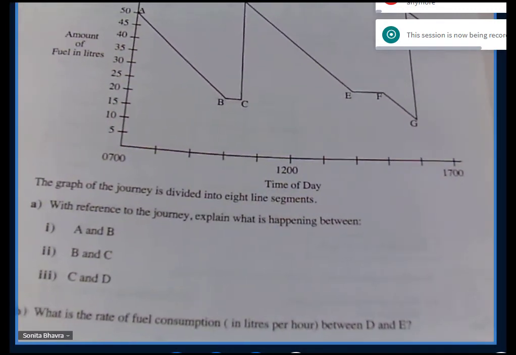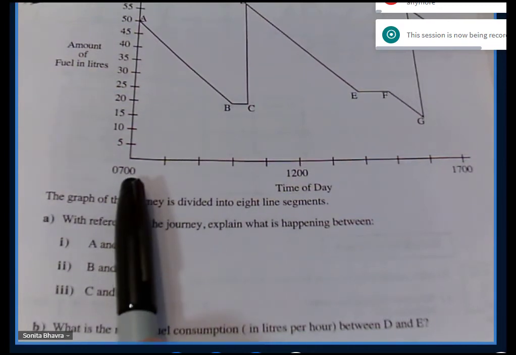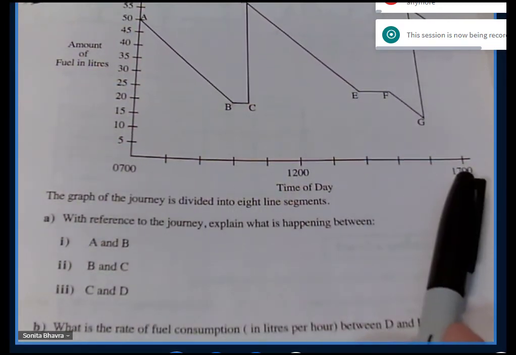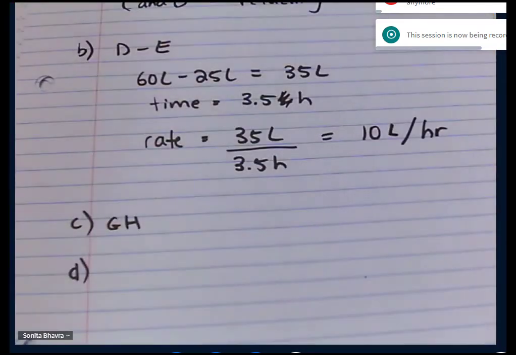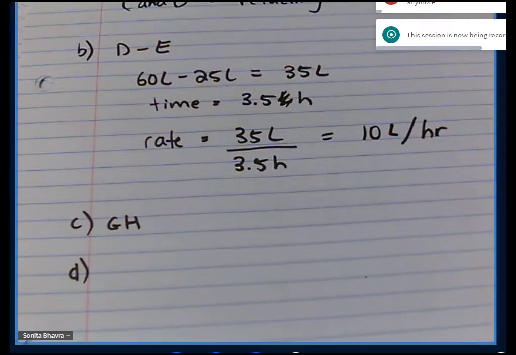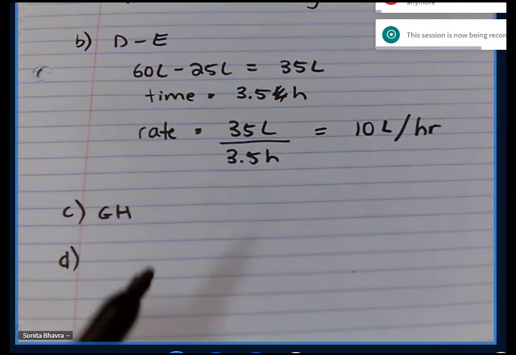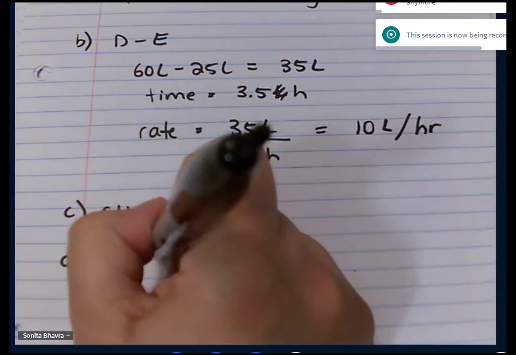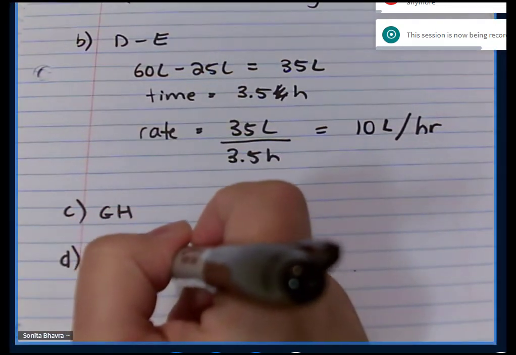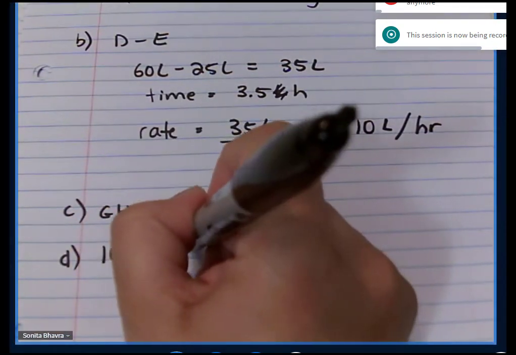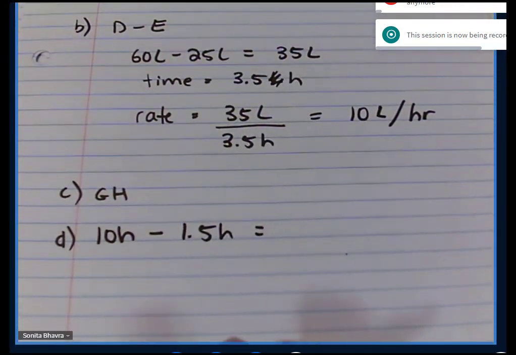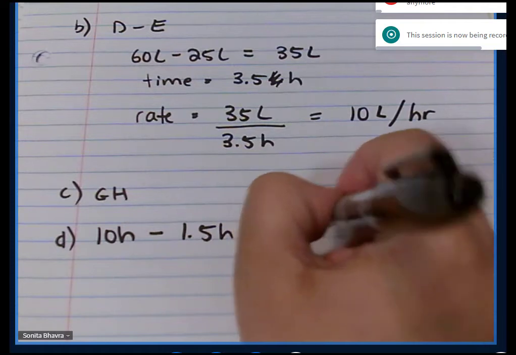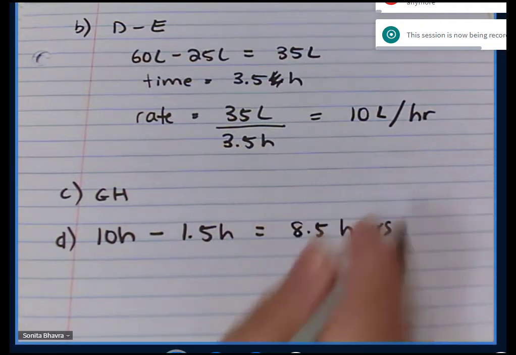So our total time would be from 7 in the morning all the way to 5 here, and subtract out an hour and a half. All right, so a total of 10 hours. Subtract out that break of 1.5 hours, and that gives us a total of 8.5 hours of being driven.